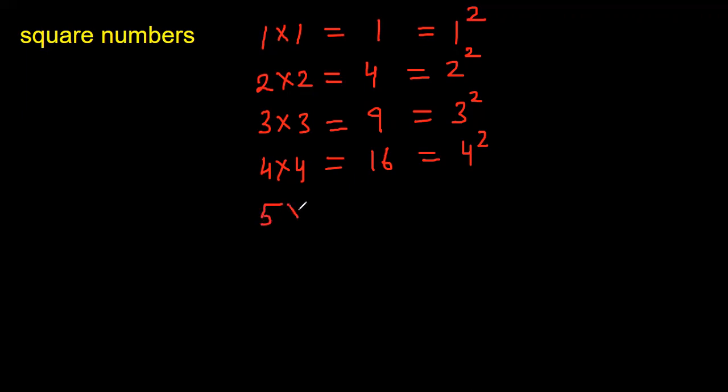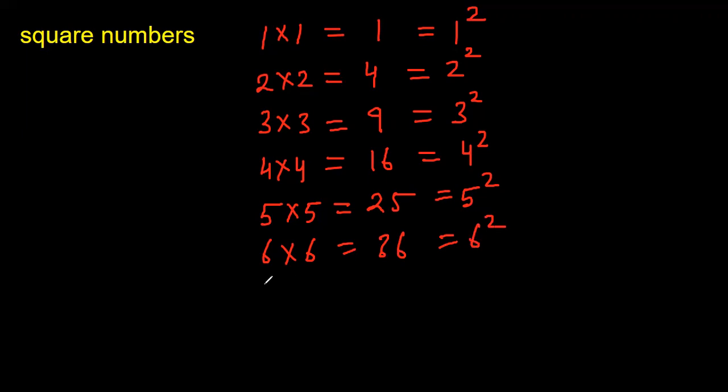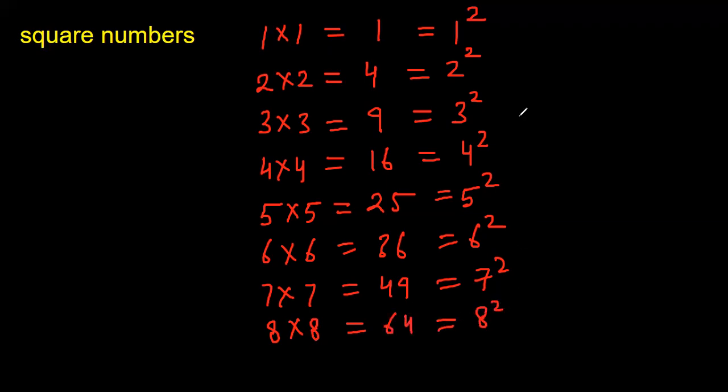Let's write in the same manner the first 10 perfect squares. So 25, which is 5 square. And we go on writing 6 into 6 will be 36. That is 6 squared. 7 into 7, which is 49, and that can also be written as 7 square. We can also say 8 into 8 would be 64, which is 8 square.